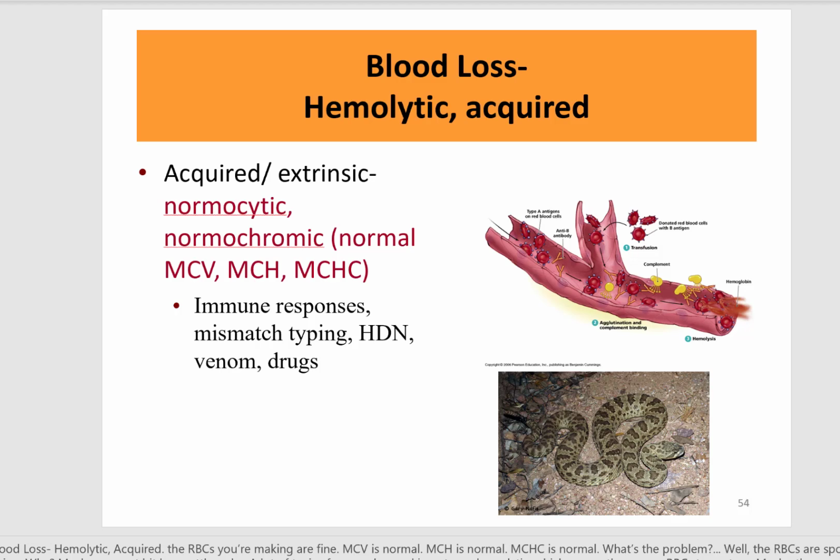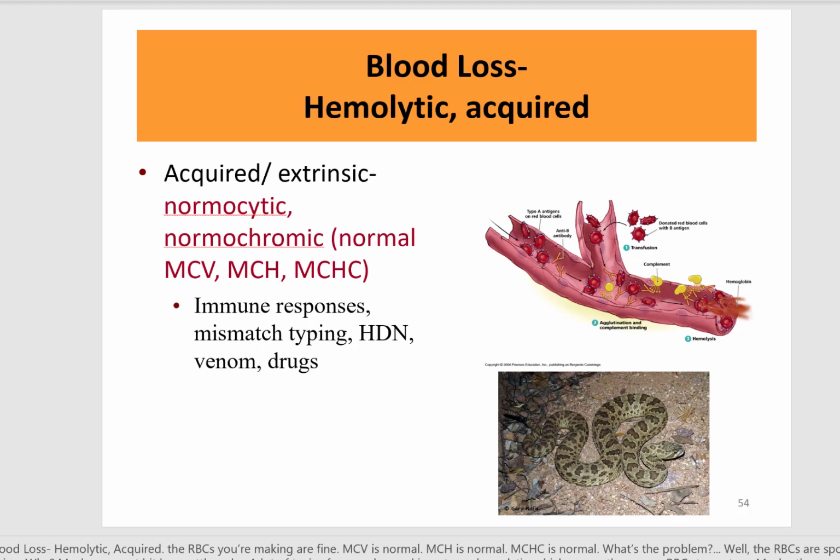Let's move on to blood loss, specifically hemolytic, and in this category, acquired. The red blood cells you're making are fine. MCV is normal. MCH is normal. MCHC is normal. What's the problem? Well, the red blood cells are spontaneously lysing. Why? Maybe you got bit by a rattlesnake.